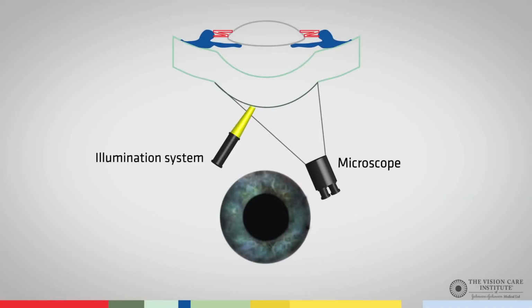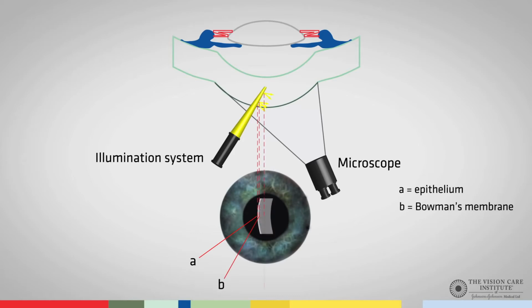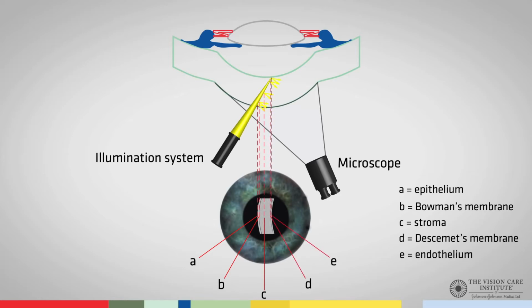Starting on the left and on the same side as the illumination system will be the epithelium, followed by Bowman's membrane, followed by the thickest portion, which is the stroma, and then Descemet's membrane, and finally the endothelium on the right.